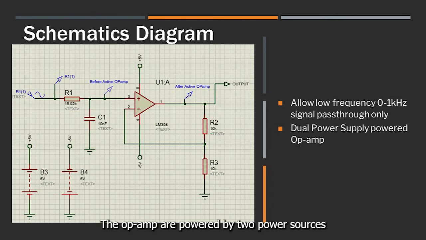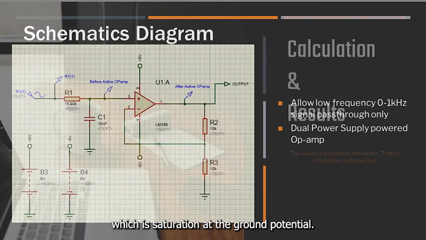The op amp is powered by two power sources because some signals usually need to swing bipolar, so the output voltage can go either positive or negative in response to the normal range of the input signal. Without the dual power supply, the output signal will clip, which is saturation at the ground potential.